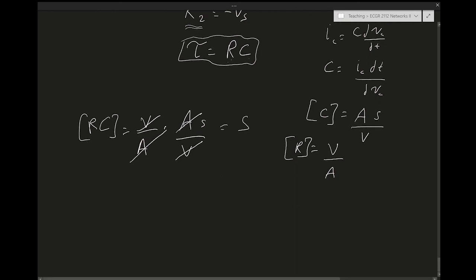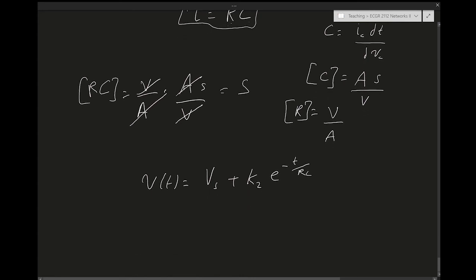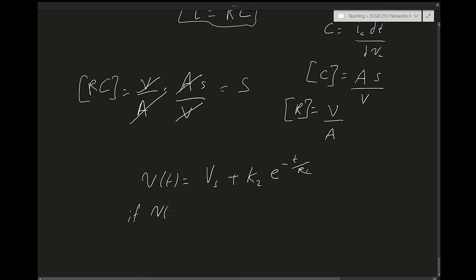Right? So we said this is the solution, V of t equals... let's assume that the initial condition is not zero. If the initial condition is not zero, this would be the general solution. And we know that tau is RC. Because the initial condition is zero, if V0 equals 0, we got the exact solution as being Vs plus, sorry, minus Vs. K2 turned out to be minus Vs.